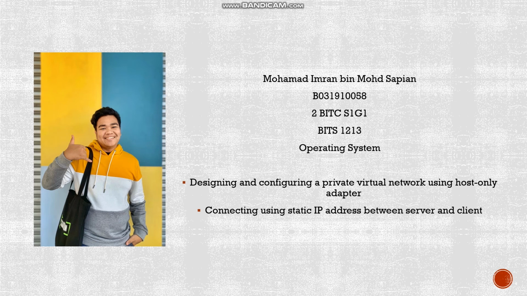So today in this video, I will show you how to design and configure a private virtual network using a host-only adapter on a virtual machine. The virtual machine that I will use is Oracle VirtualBox. And then I will show you how to connect using a static IP address between server and client. In this case, the client will be the Windows host machine, which is my PC, and the server will be a virtual Linux server that I create in VirtualBox.